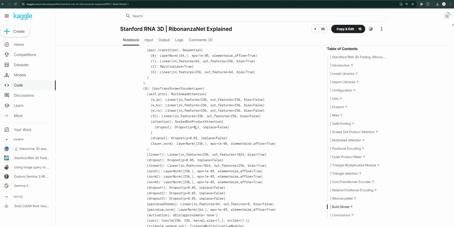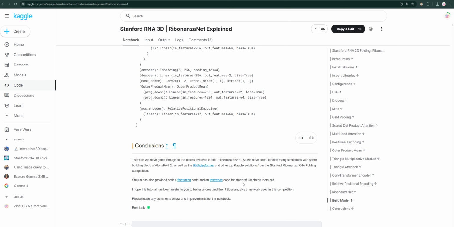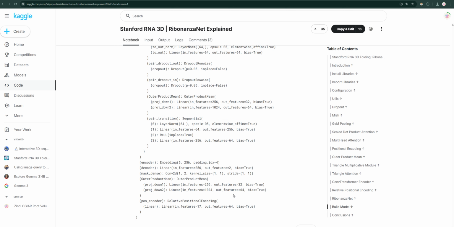The notebook concludes by highlighting that RibonanzaNet combines elements from various successful approaches to RNA structure prediction. By unifying features from RNA Digformer and Top Kaggle models, it creates a more powerful, self-contained architecture. The author also points to resources for fine-tuning and inference, encouraging readers to build upon this implementation for the competition or their own research.